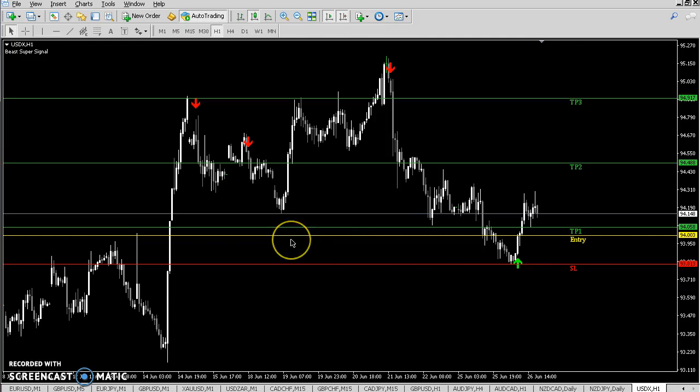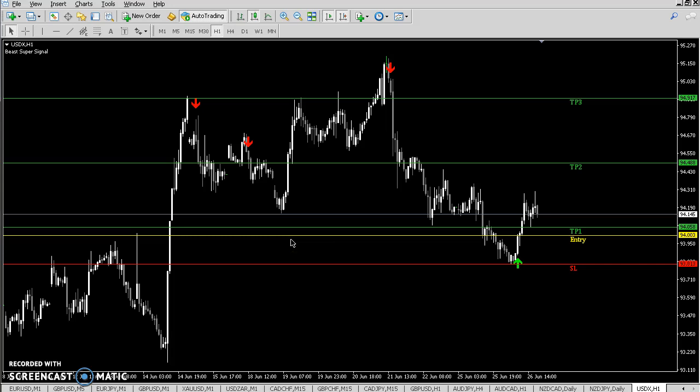This is a nice chart I want to show you. This is actually the USD index. Something I wanted to mention as well: this indicator works on all currency pairs, all indices, all commodities. It works on everything. So this is also a really, really great thing.